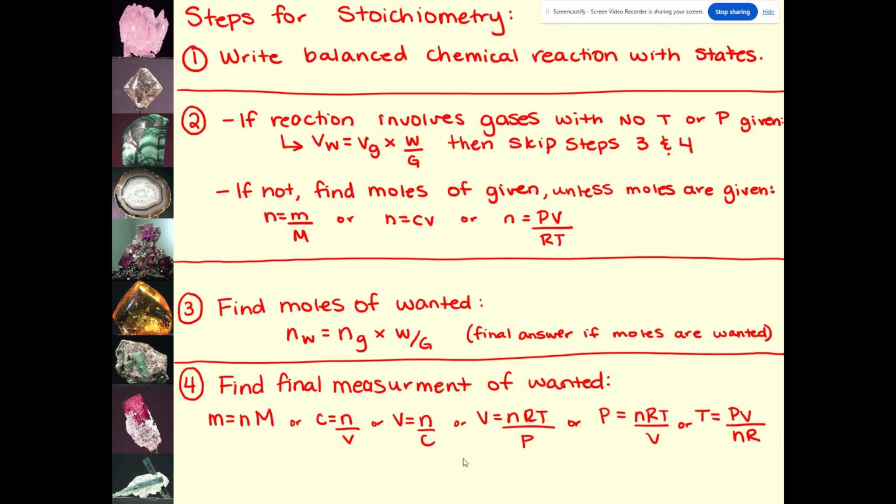This is just a little summary again of your steps for stoichiometry. Again, looking at writing your balanced equation, law of combining volumes if you're just dealing with volume of one gas to another, or finding moles if you're given, then finding moles if you're wanted, and then finding whatever the final measurement of your wanted is. Okay? So that is stoichiometry. All the steps for all the different stoichiometry calculations, whether it's mass, which we call gravimetric, solution stoichiometry, where it has concentrations and volumes, and gas stoichiometry, whether you have the same temperature and pressure or when they change.